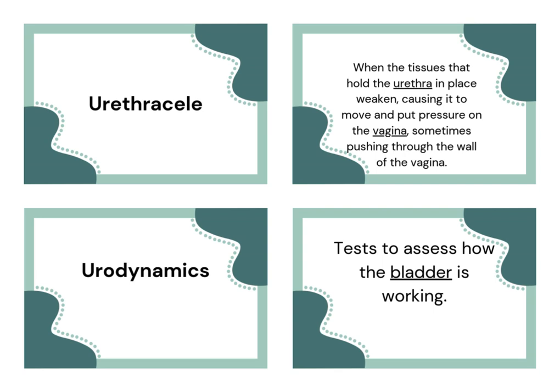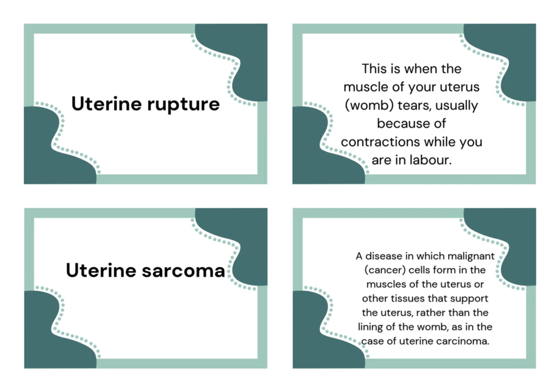Urethral prolapse, when the tissues that hold the urethra in place weaken, causing it to move and put pressure on the vagina, sometimes pushing through the wall of the vagina. Urodynamics, tests to assess how the bladder is working. Uterine rupture, when the muscle of your uterus, womb, tears, usually because of contractions while you are in labor.